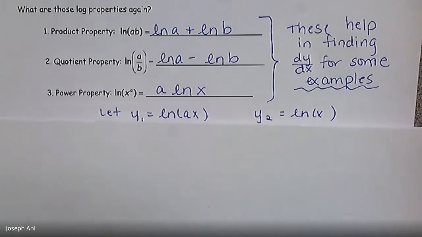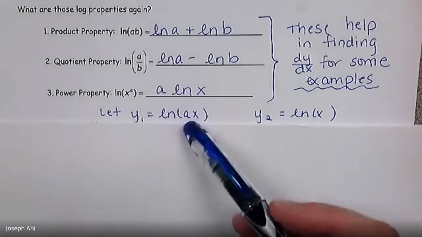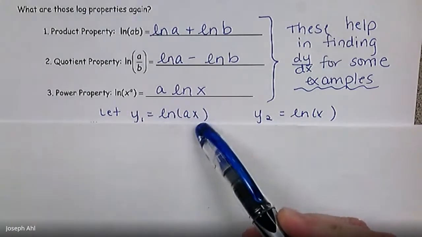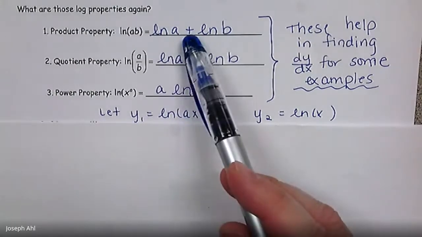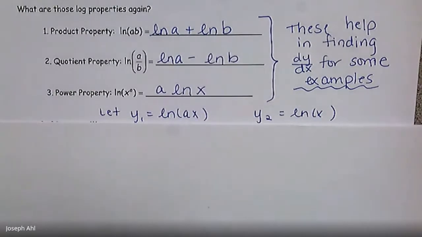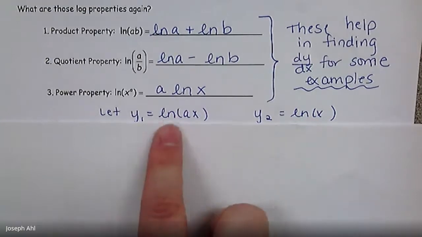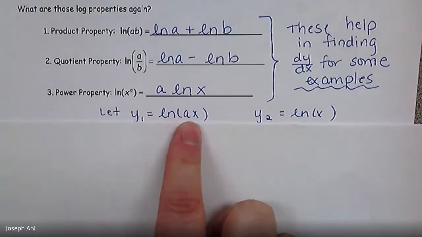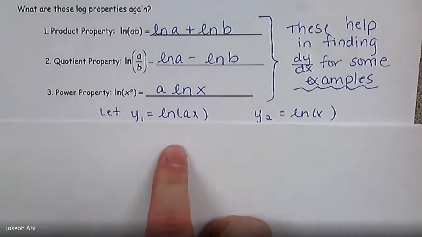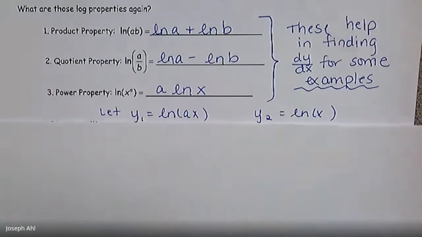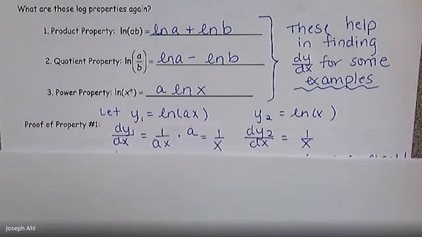Okay. So to prove property number one for you, like it says at the bottom of your page, I'm going to let y1 equal ln of a times x. And we know that a product expands to addition. And I'm going to let y2 equal just ln x. And what I'll show you is that if you find the derivative of each, we know the derivative of ln of x is 1 over x. And the derivative here would be 1 over the quantity ax, but because of chain rule, times a.